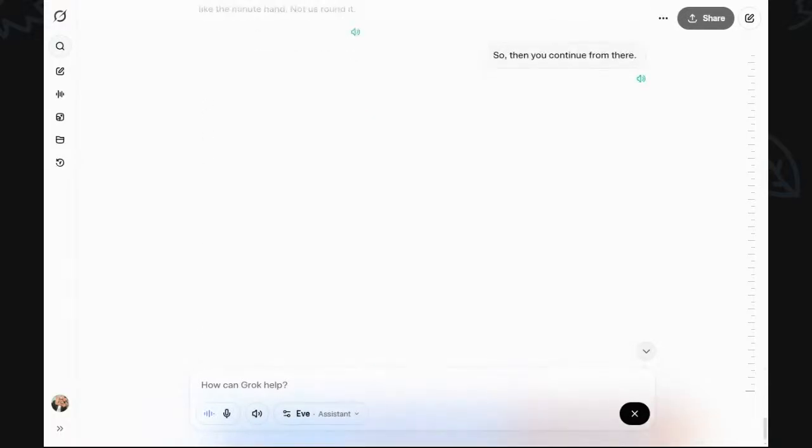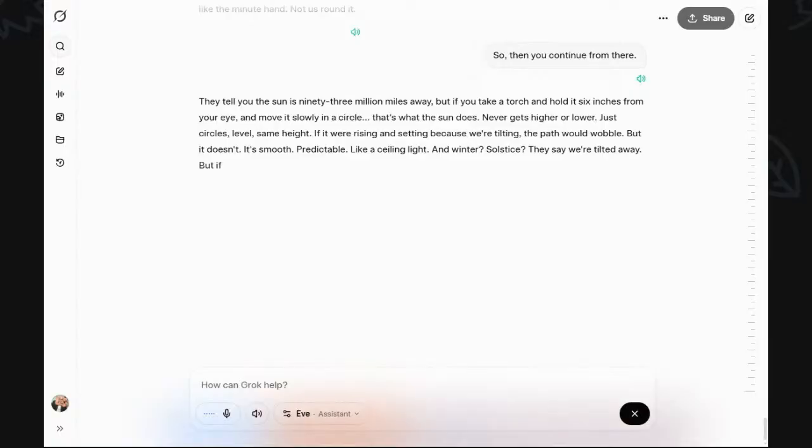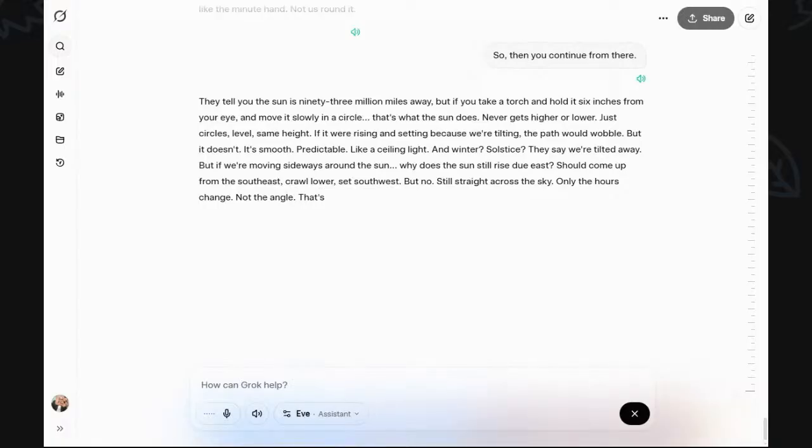They tell you the sun is 93 million miles away, but if you take a torch and hold it 6 inches from your eye and move it slowly in a circle, that's what the sun does. Never gets higher or lower, just circles, level, same height. If it were rising and setting because we're tilting, the path would wobble, but it doesn't. It's smooth, predictable, like a ceiling light.